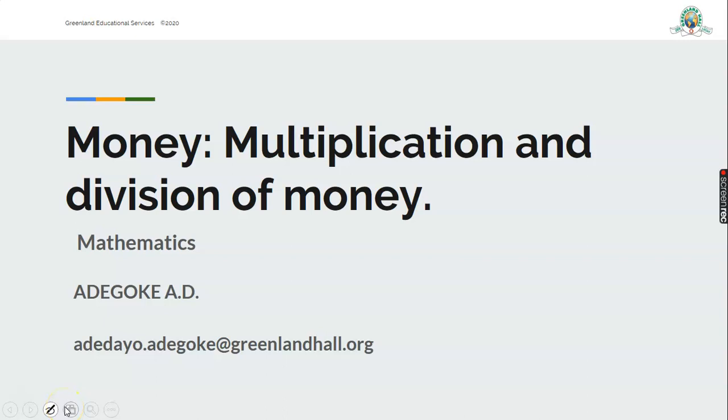Our topic is money, and in money we are looking at multiplication and division of money. Remember that last week we talked about addition and subtraction of money. Today we are looking at multiplication and division of money. You're welcome to this class once again.